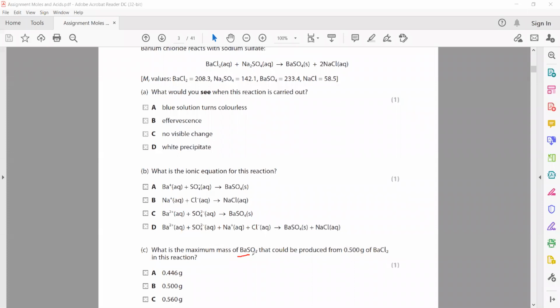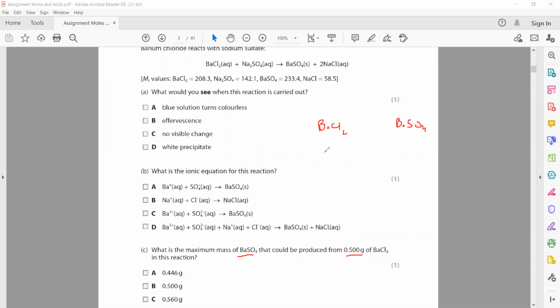We want the mass of barium sulfate and we have the mass of barium chloride. So barium chloride mass is given and we need barium sulfate. So we'll take a ratio of their masses for barium chloride to barium sulfate.